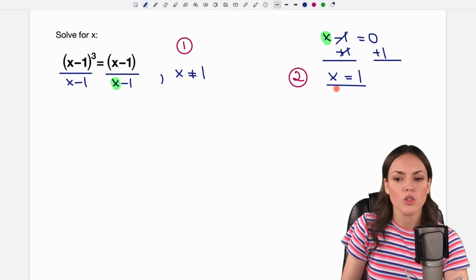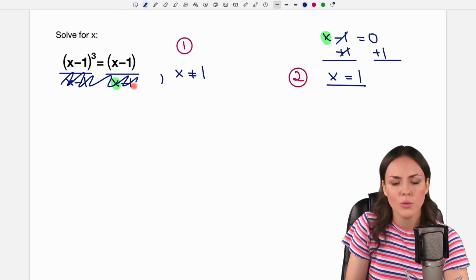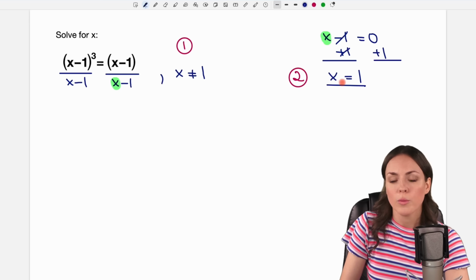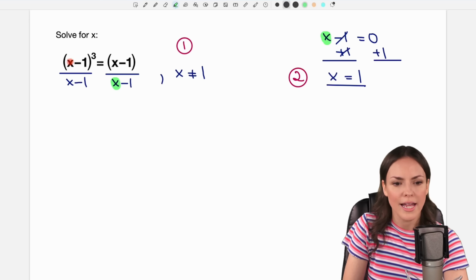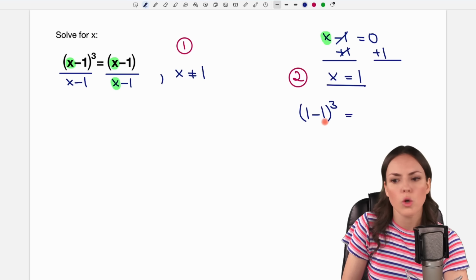So you always just check if x equals 1 is a solution of your equation. So not of this blue stuff here, but of this black equation, our original equation. So we just insert the 1 for every x that we have in here and see if we get the same result on both sides of the equation. So on the left side, we would have 1 minus 1, and all of that to the power of 3. The result is 1 minus 1 equals 0. 0 to the power of 3 is just 0, okay?